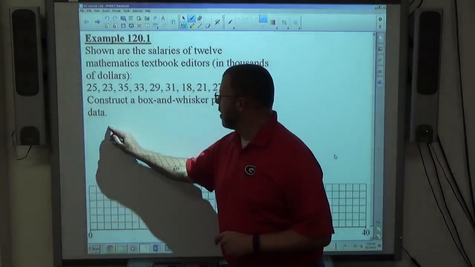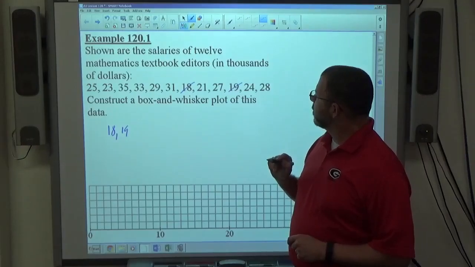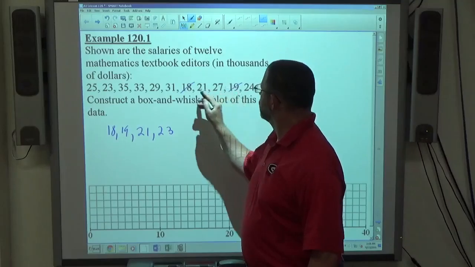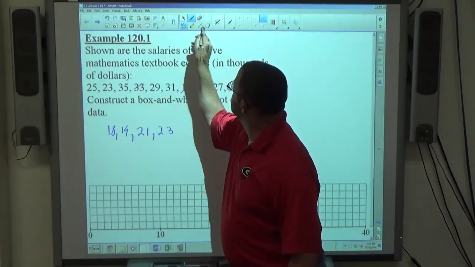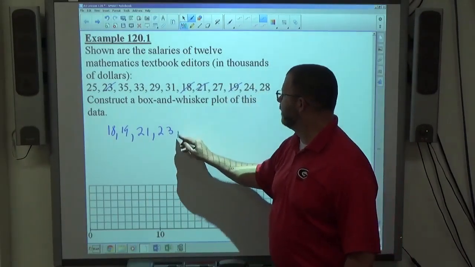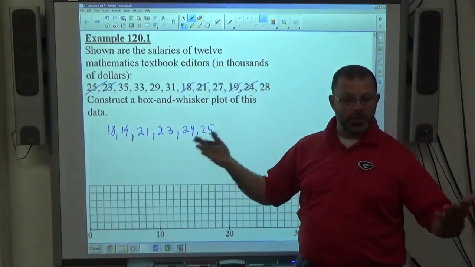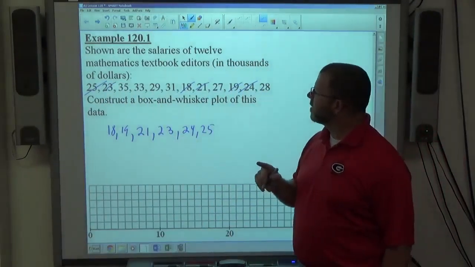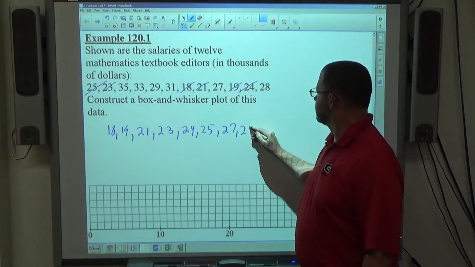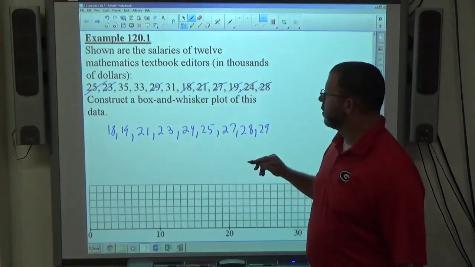Looking, I can see 18 is the smallest, followed by 19. Next one up looks like 21, then 23. Oops. Helps to cross off the right number there, 23. Looks like 24, 25. If a number happens the same twice, write down both, they both count. That's not happening in this problem though, so we get 27, 28, 29. And then 31, 33, 35.